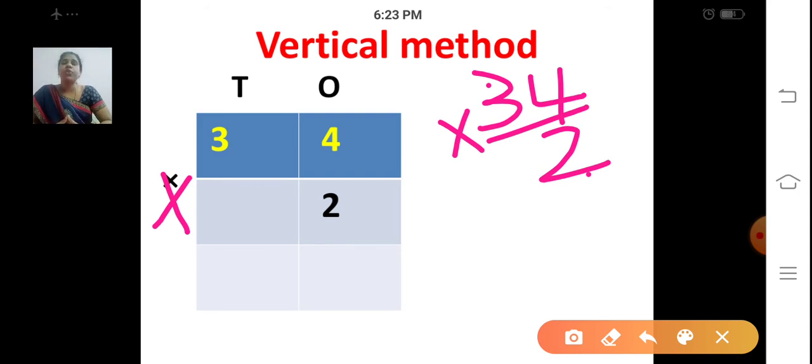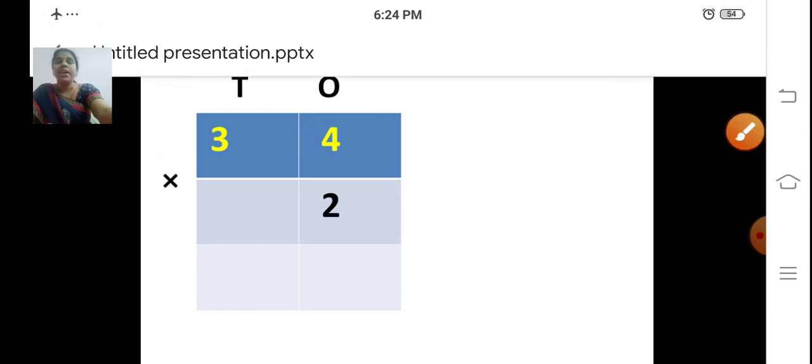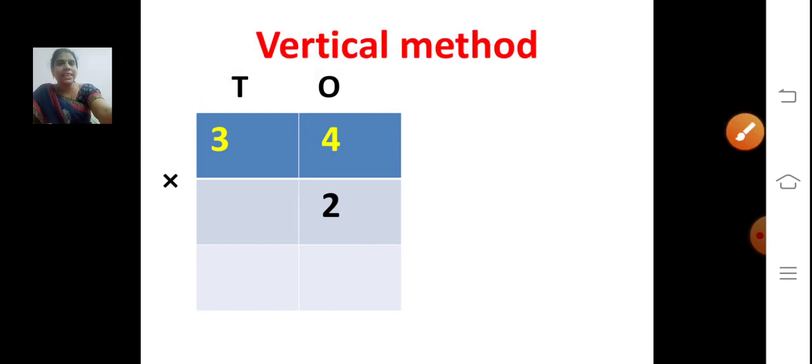First write the numbers. How will you write the numbers? One below the other. So first write the first number, then below that the second number, then the multiplication symbol beside the second number. Then shall we multiply these two numbers now? So what is the first one? Same way, multiply the digit at the ones place. First we are going to multiply these two.